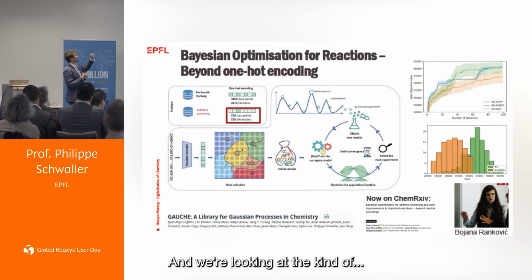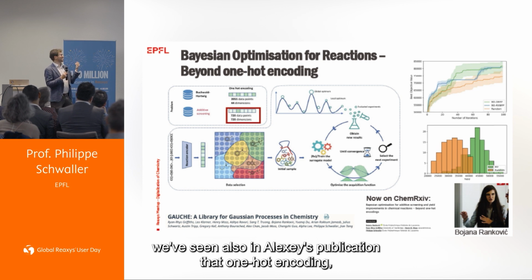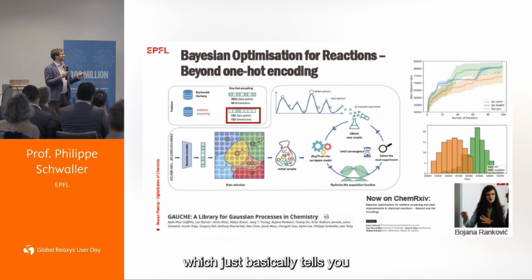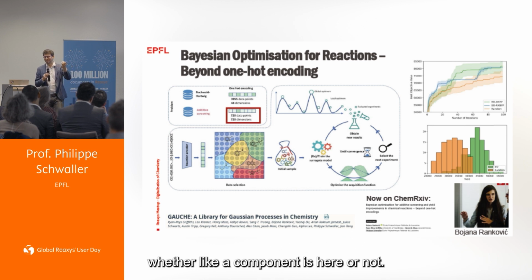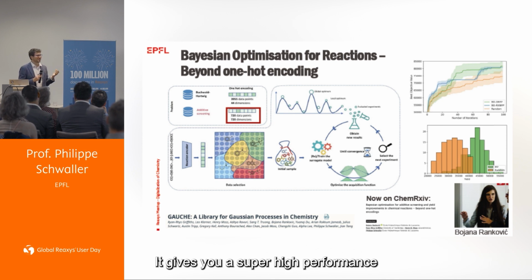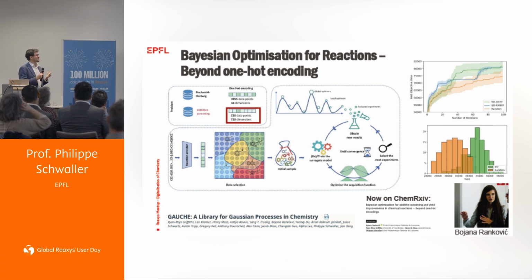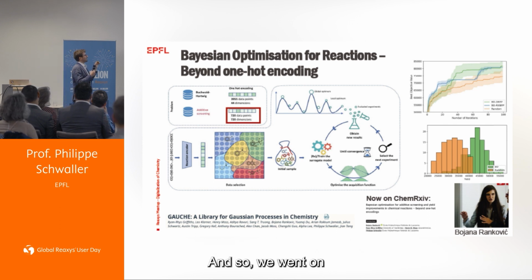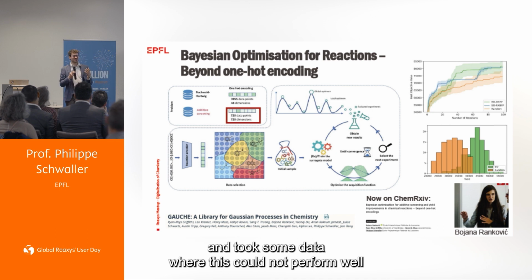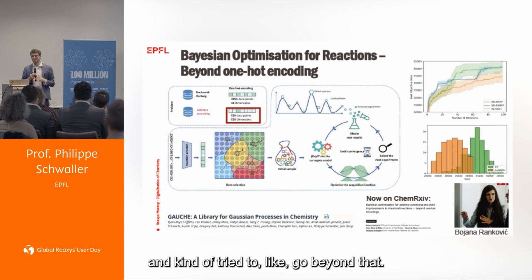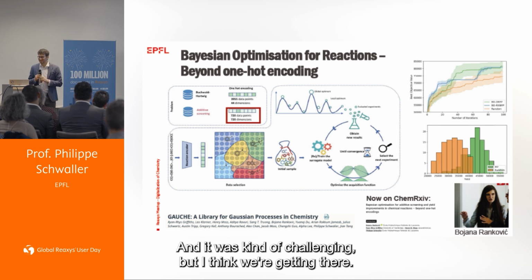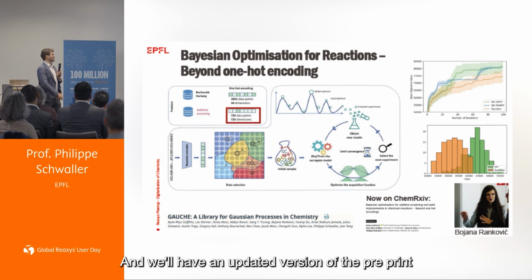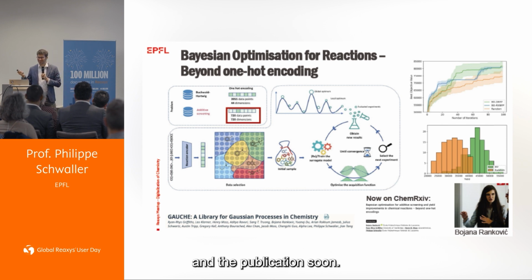And we've also seen in Alexei's publication that one-hot encoding, which just tells you whether a component is here or not, gives you a super high performance in most of the very constrained data sets for reaction optimization. And so we went on and took some data where this could not perform well and tried to go beyond that. It was challenging, but I think we are getting there, and we'll have an updated version of the preprint and the publication out soon.